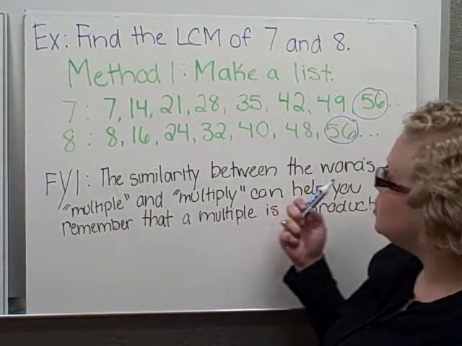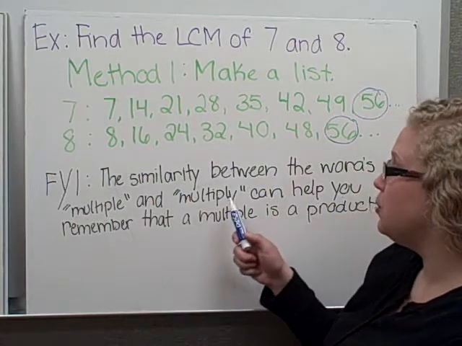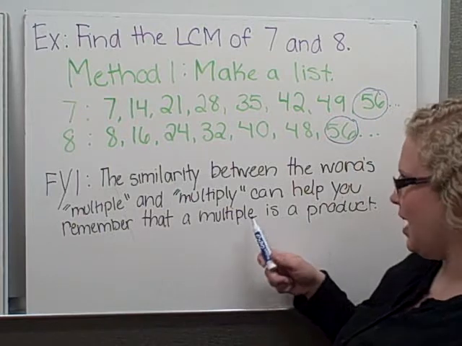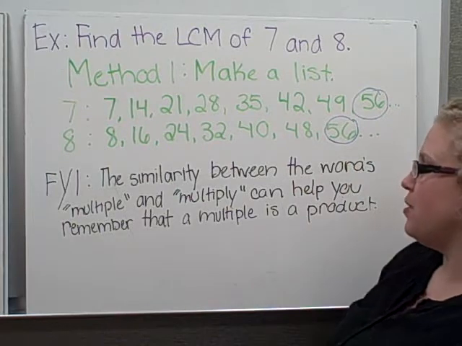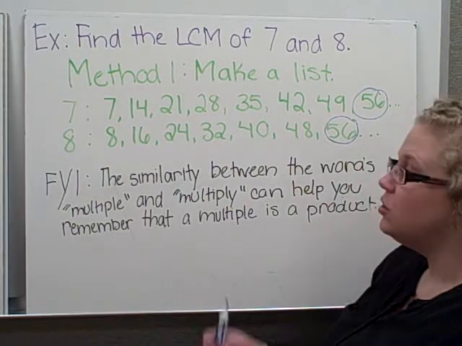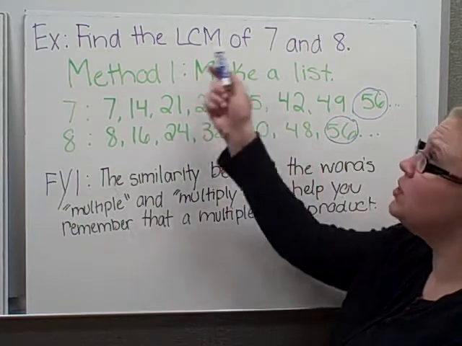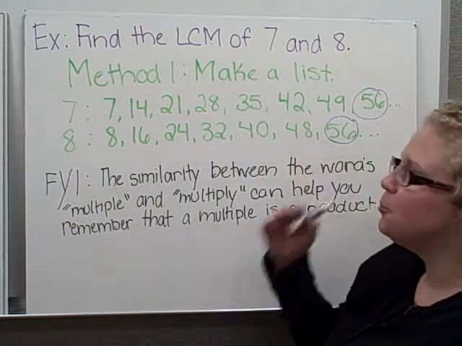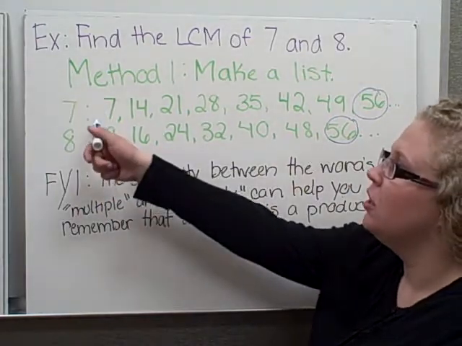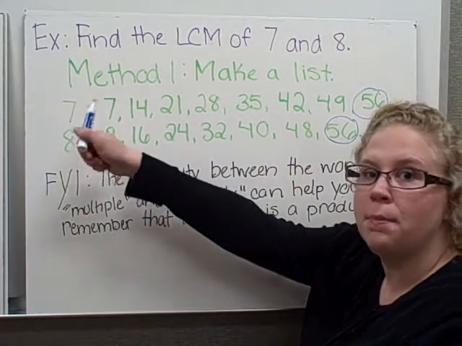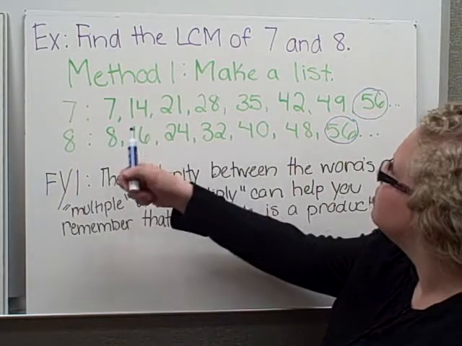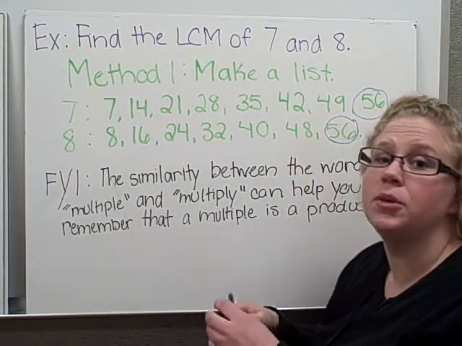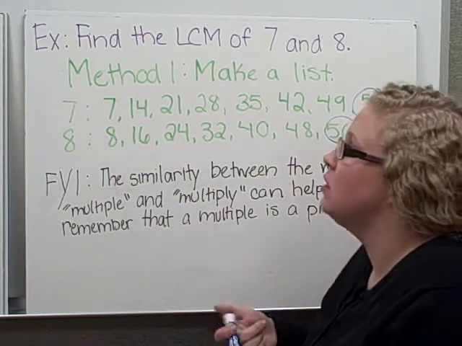Now the similarity between the words multiple and multiply can help you remember that a multiple is a product. So when you're looking for the LCM, M stands for multiple, and multiple means multiply. So what number will these multiply by? What number will they share? What number is the lowest multiple?